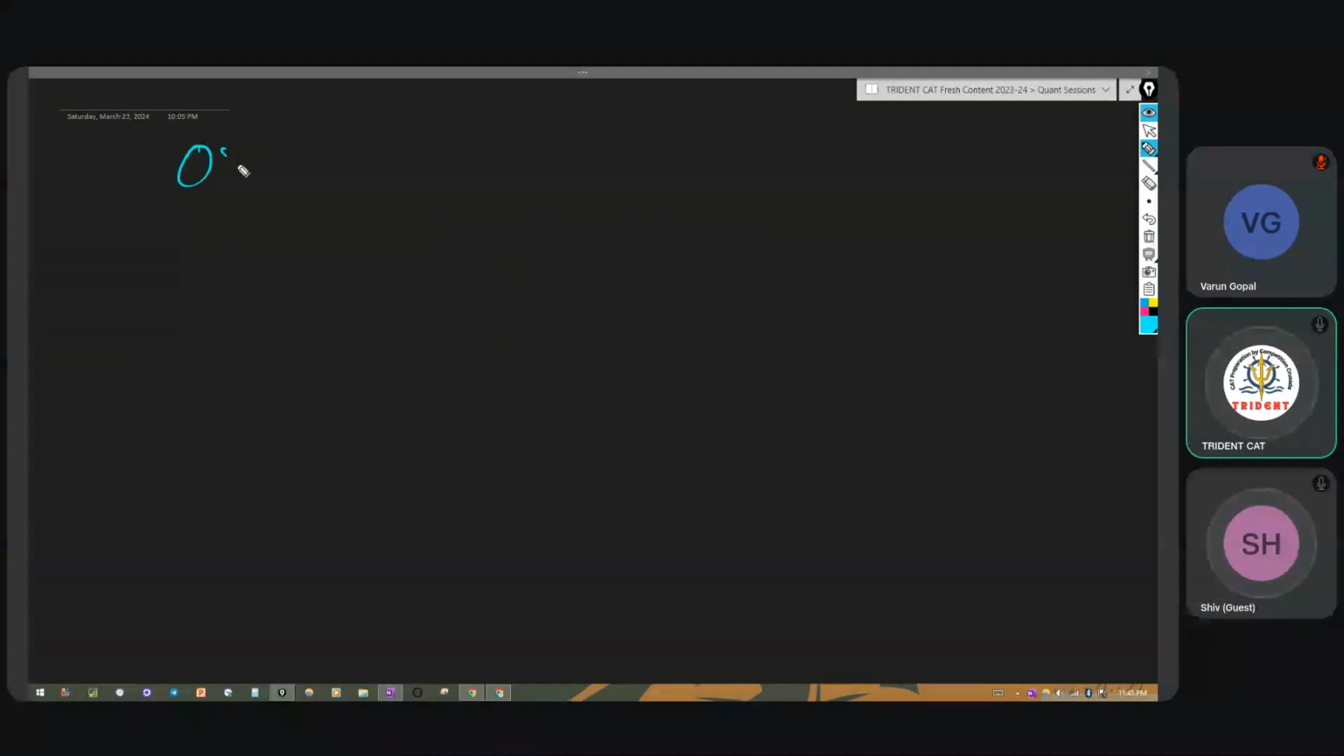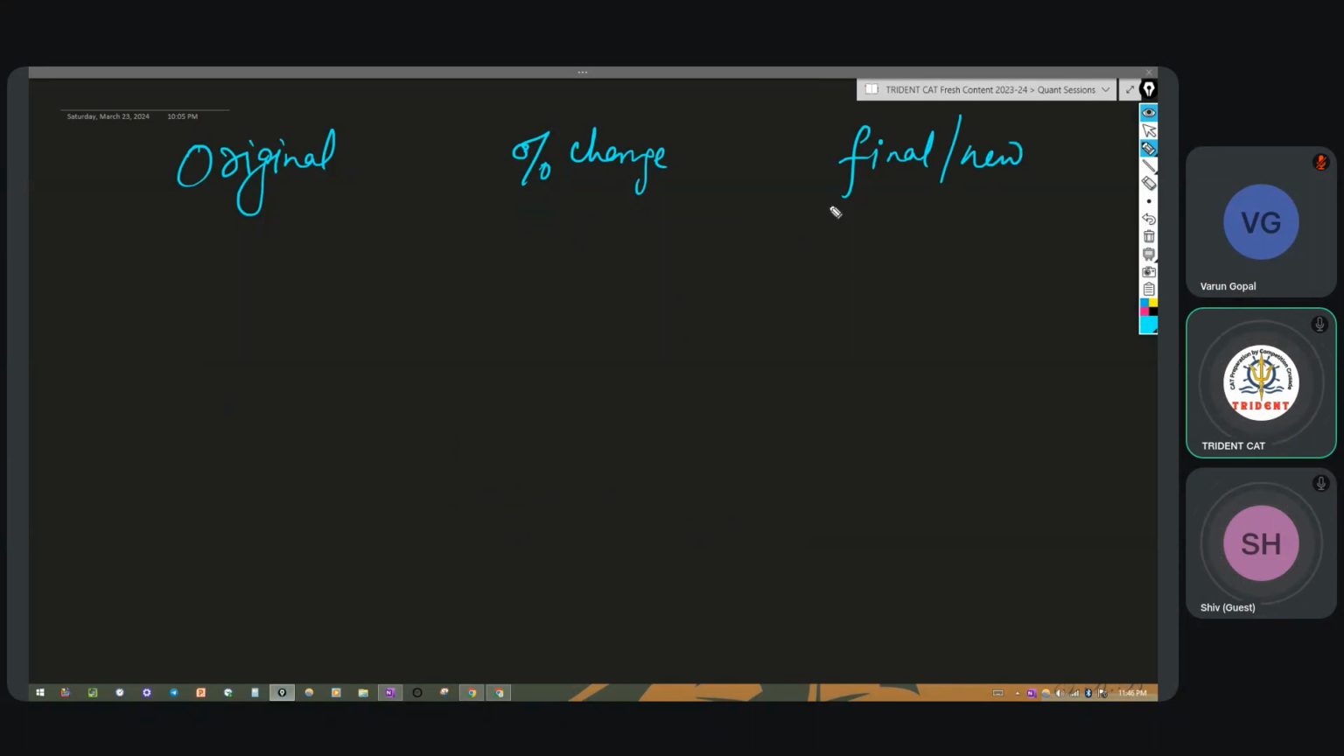So see, there is an original quantity, or let's say original number, and then there is a percentage change. I'm writing a percentage change over here. Due to that percentage change, we get a final number, or let's say a new number. Okay. Both of you, please pay attention to this. This is important. Just now, as I said, it's a 20% increment. Original quantity, I have no idea. I am assuming it to be X. I need to know what is the new quantity.